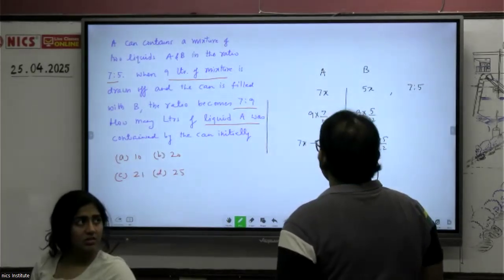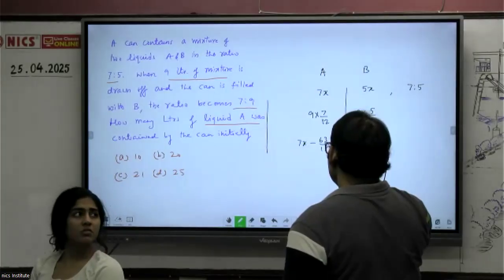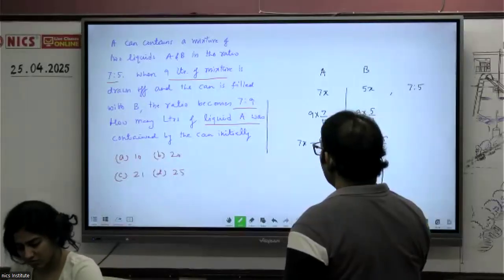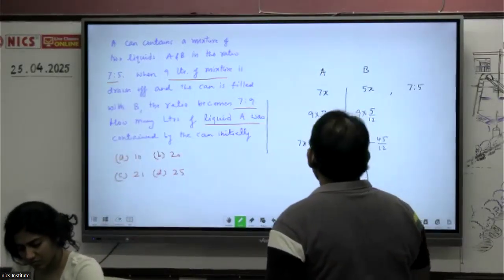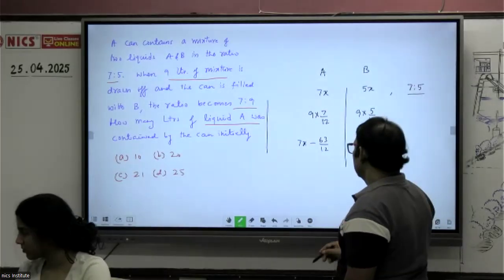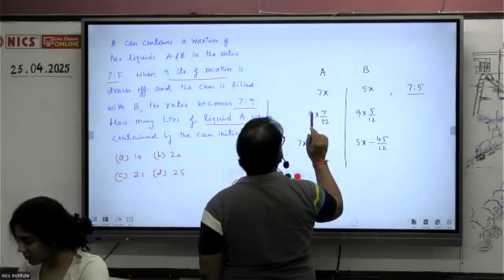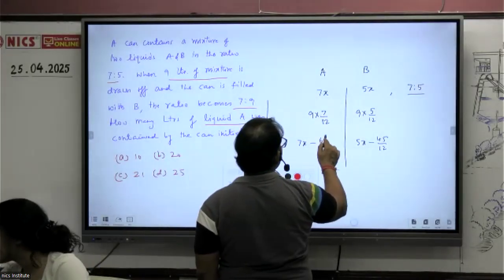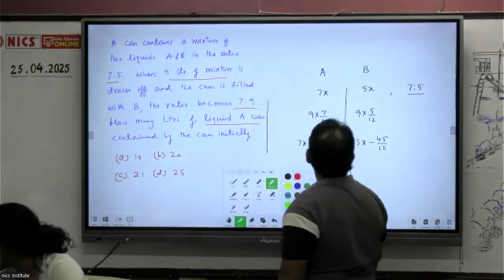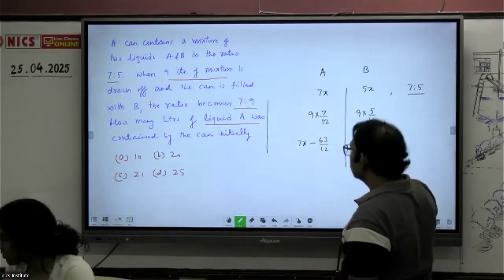No, proportion. This time volume has been given, no? 9 liter is taken out. In 9 liter, what is the fraction part of A? The proportion of A to B is 7 is to 5. So in 9 liter, how much would be liquid A? It would be 9 into 7 by 12, and B would be 9 into 5 by 12. So this liquid is so much, this liquid is so much.